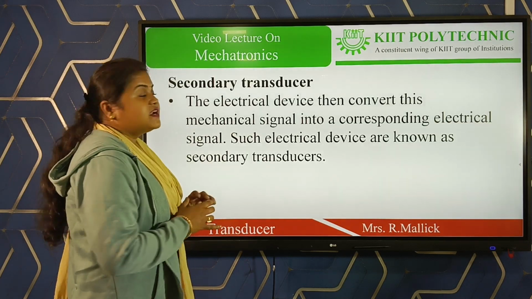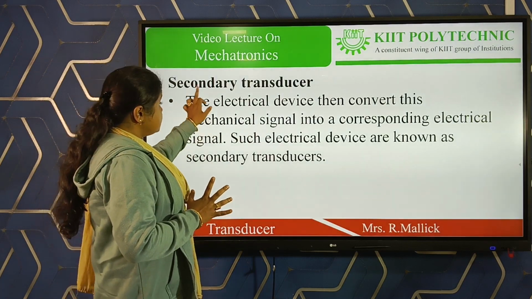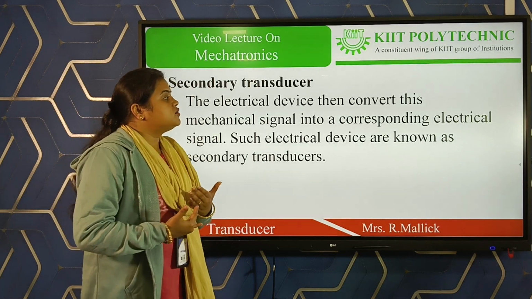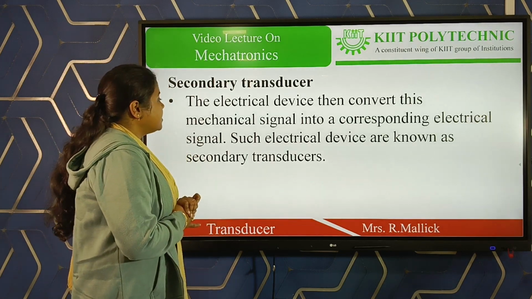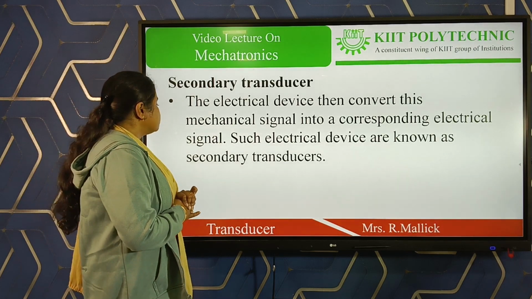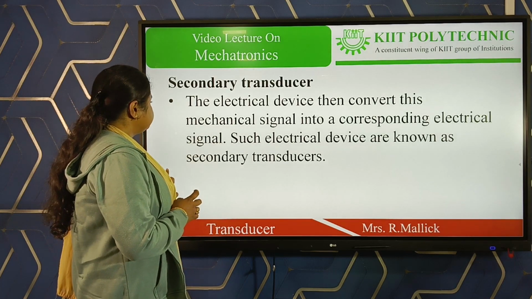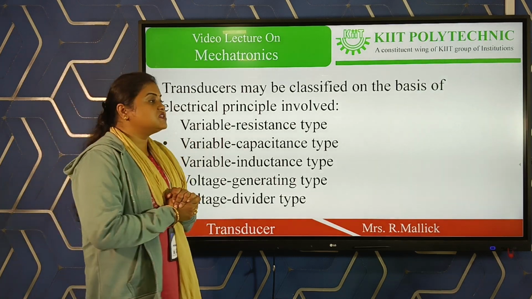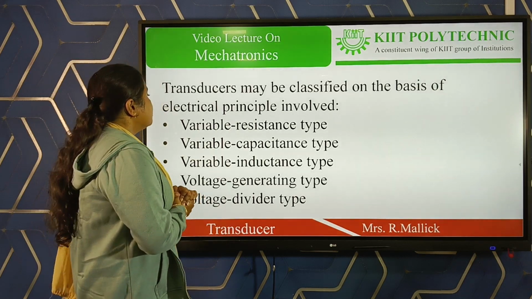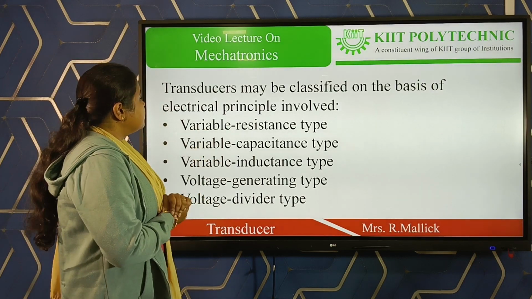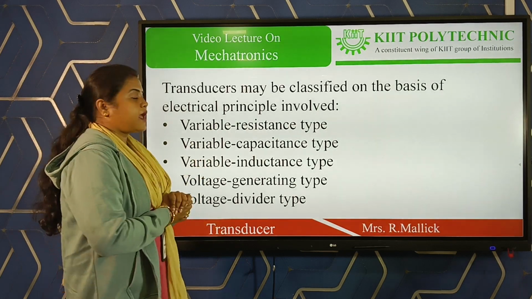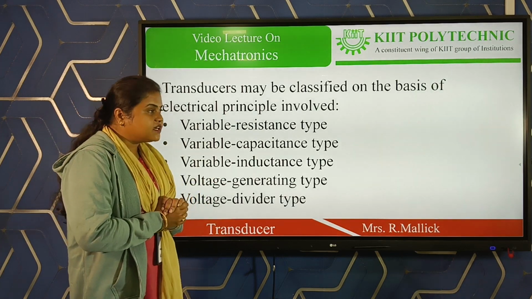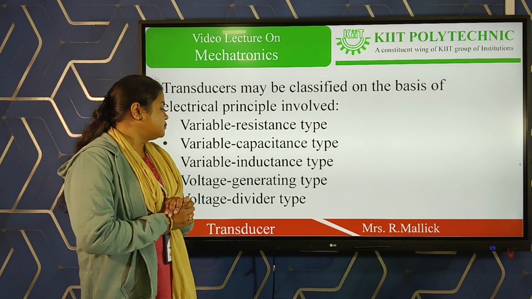Then what is secondary transducer? It is an electrical device which converts this mechanical signal into a corresponding electrical signal. Such an electrical device is also known as a secondary transducer. Then transistor is also classified on the basis of electrical principle involved: variable resistance type, variable capacitance type, variable inductance type, voltage generating type, then voltage divider type.